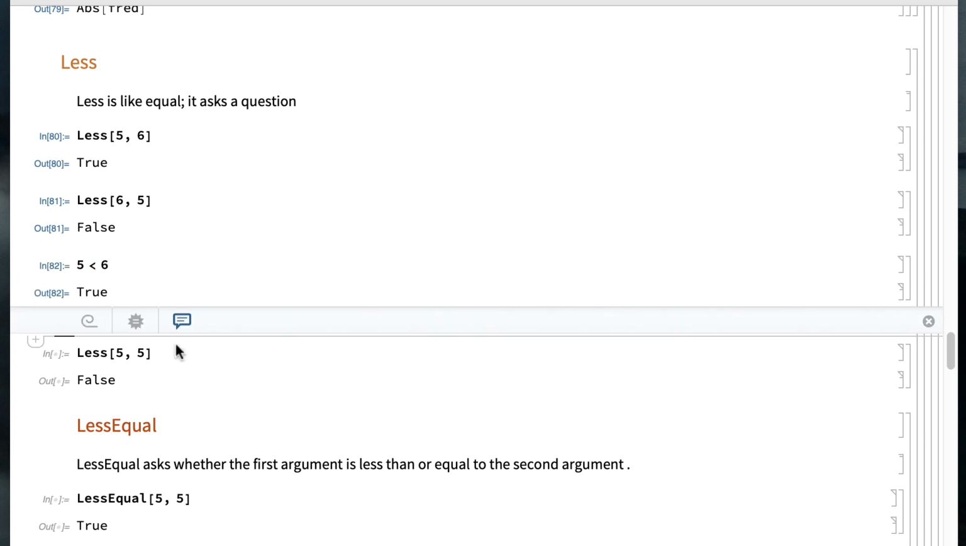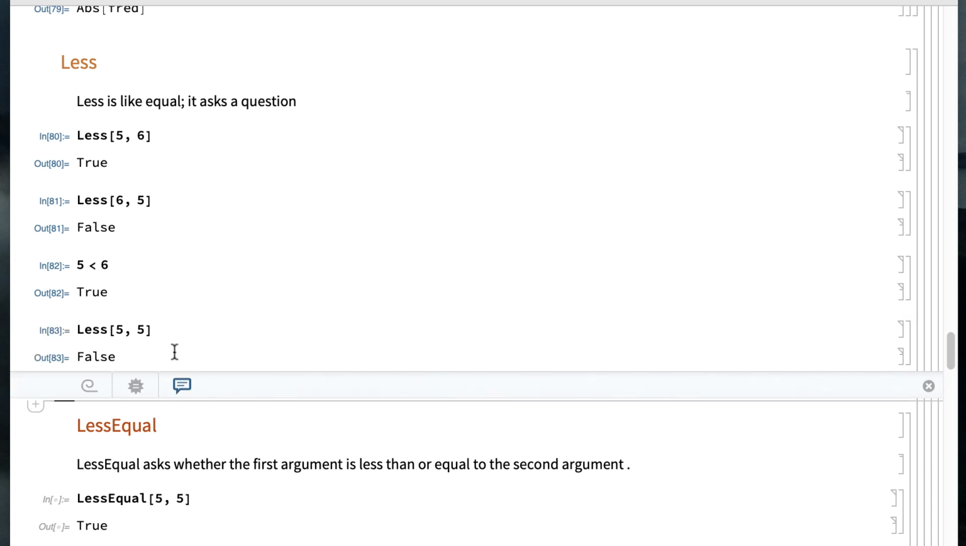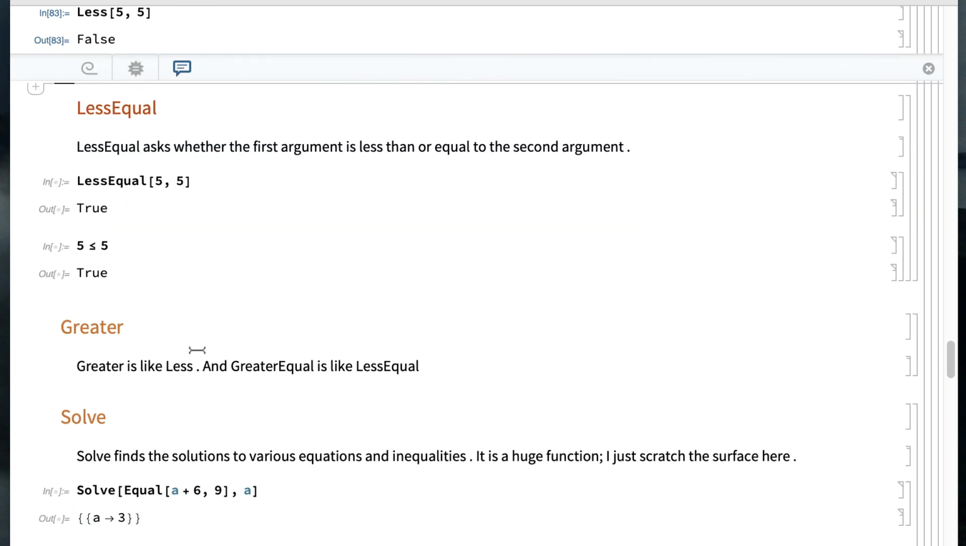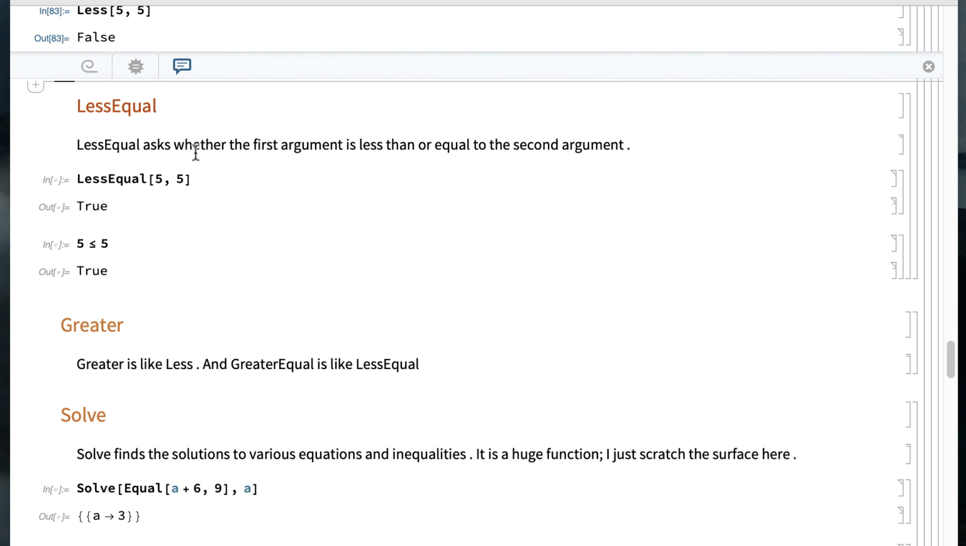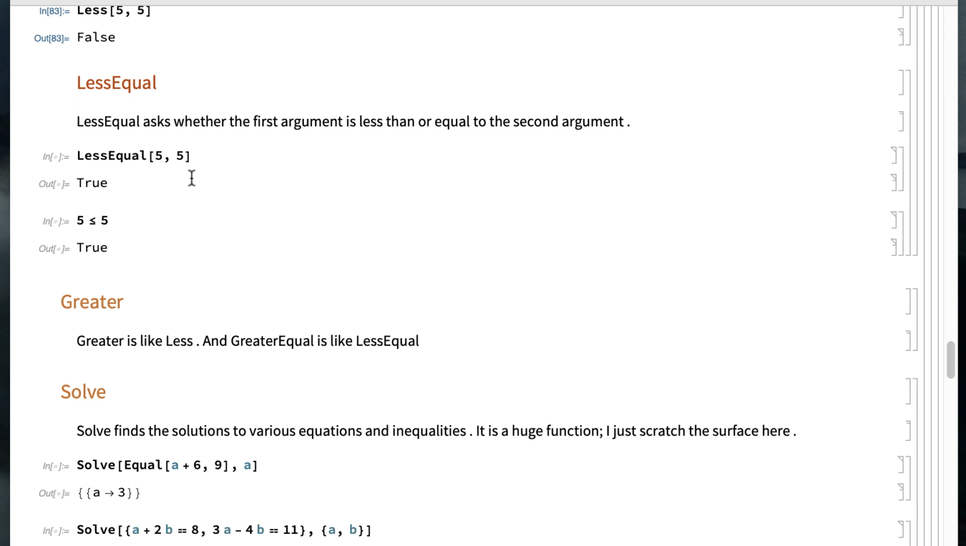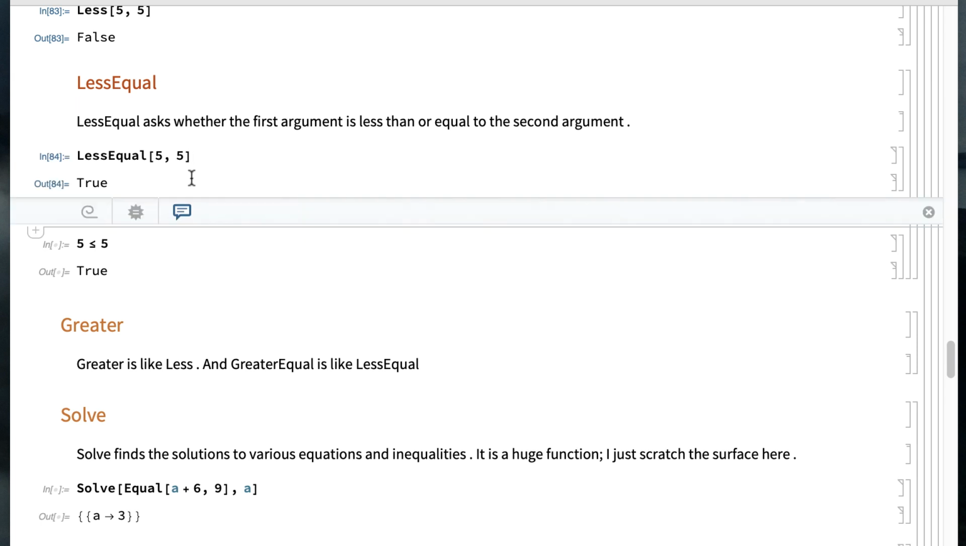Not sure why I put this in the notebook, but 5 is not less than 5. Oh, I know why I put it in the notebook. About ties. For ties, you have LessEqual. LessEqual asks whether the first argument is less than or equal to the second argument. So now LessEqual[5, 5] is true. We would seldom write that. We'd write it this way.